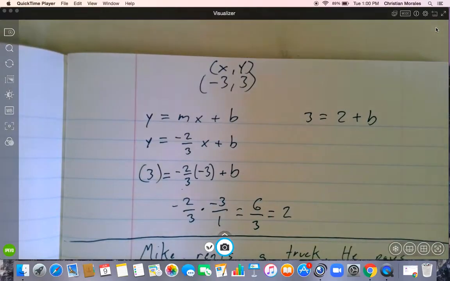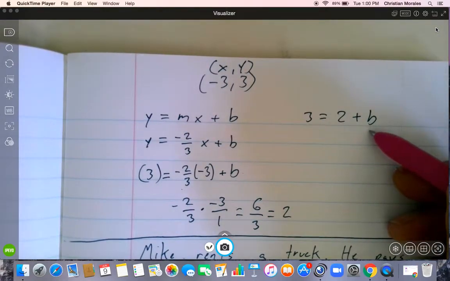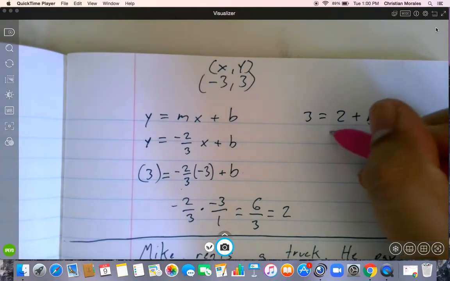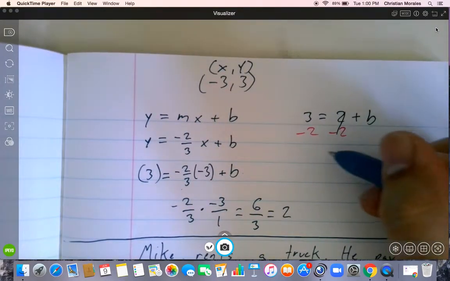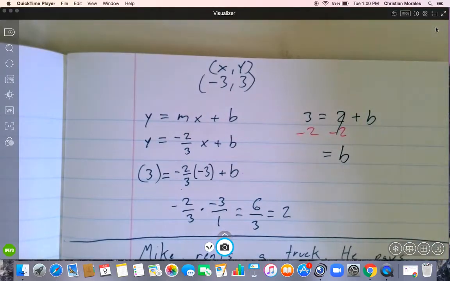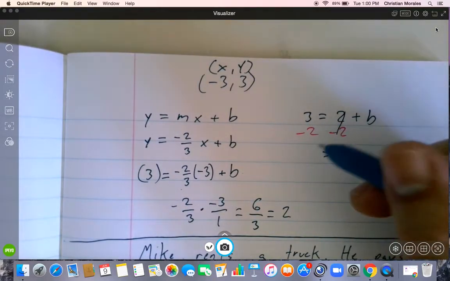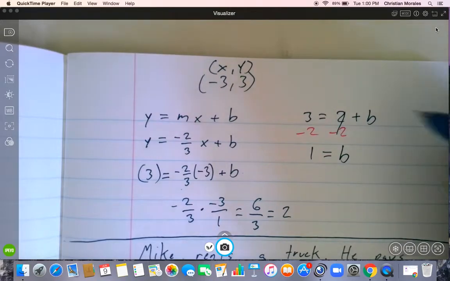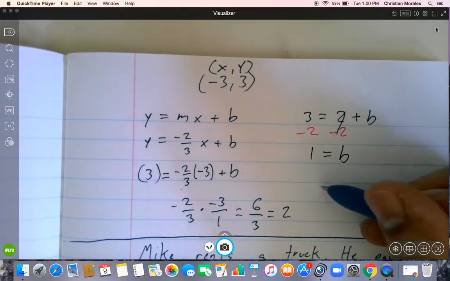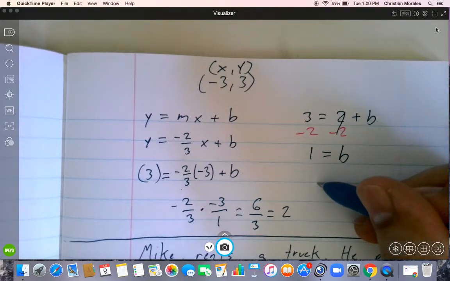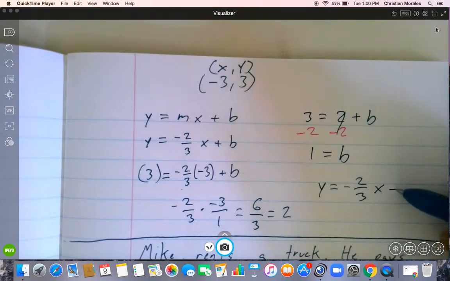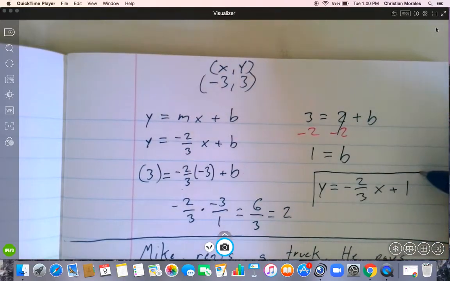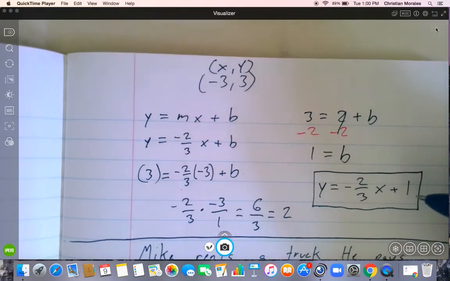All right, if I'm solving for b, I got to use inverse operations because I want the b by itself. So I'm going to cancel out that 2. Now, whatever's left is just equal to b. What's 3 minus 2? 1. So my final answer for my linear equation is y equals negative 2 over 3x plus 1. And that's how I write slope-intercept form.